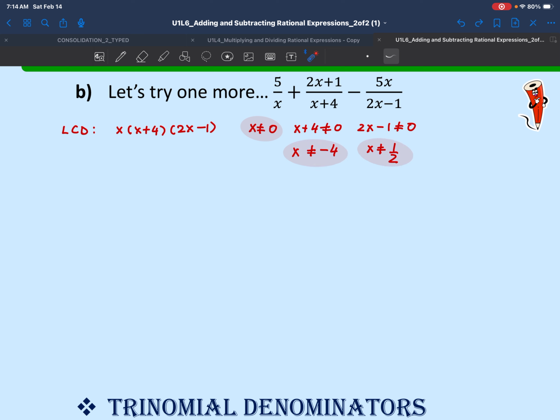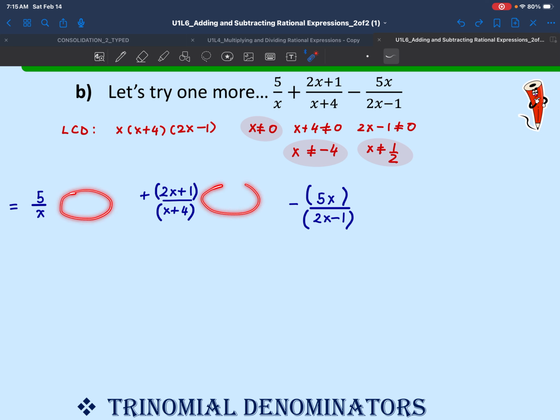Now let's get to work and try to make all these denominators the same as the lowest common. Again, I'm going to rewrite this same expression in the same way, but a little bit further apart from each other because I want to make room for my new denominators. So here we have just x, so we're missing x plus 4 and 2x minus 1. Again, we're multiplying both numerator and denominator by x plus 4, and both numerator and denominator by 2x minus 1, and notice how the lowest common now is the same as the denominator in the expression.